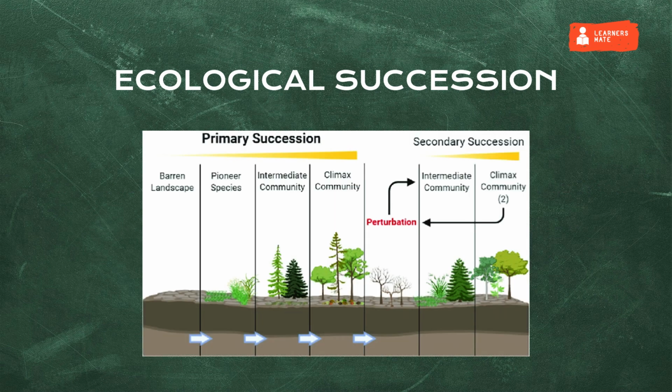The first plants to colonize an area are called the pioneer community. The final stage of succession is called the climax community. The stages leading to the climax community are called successional stages or sere.